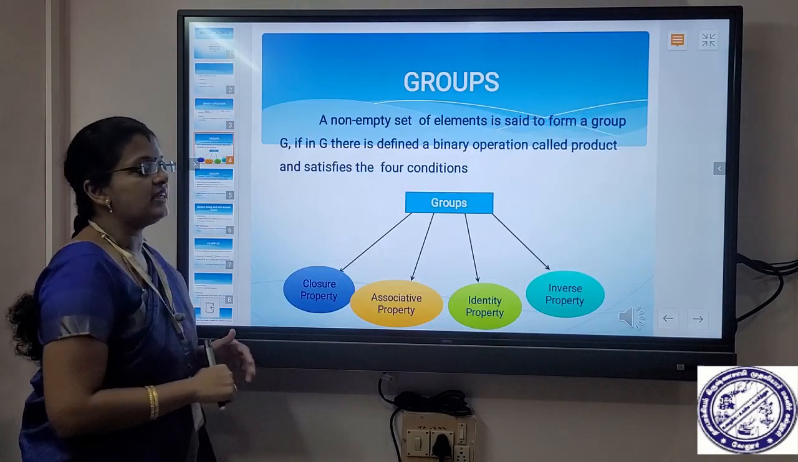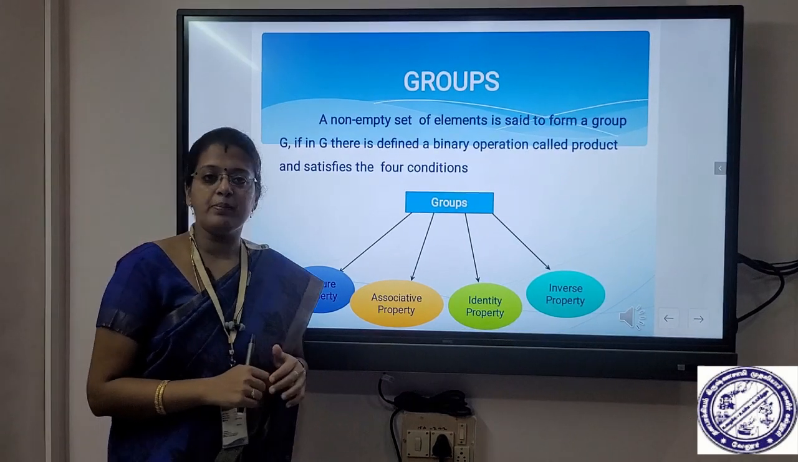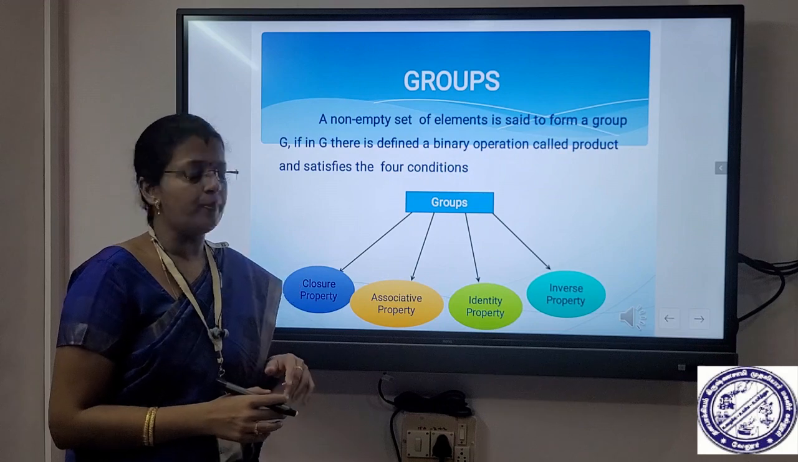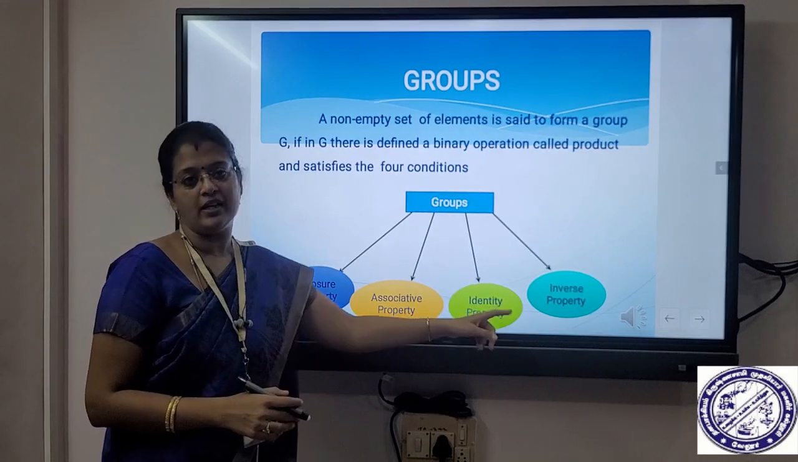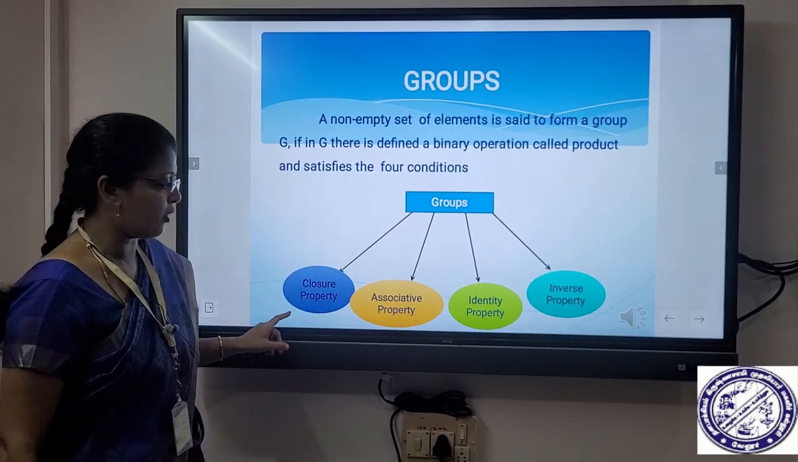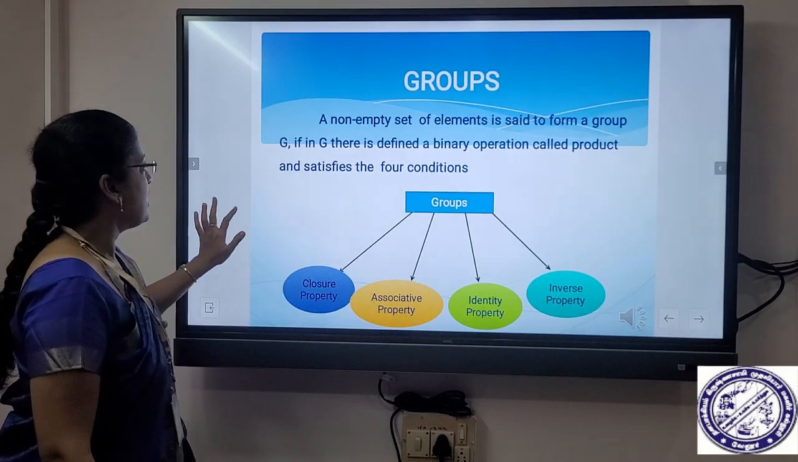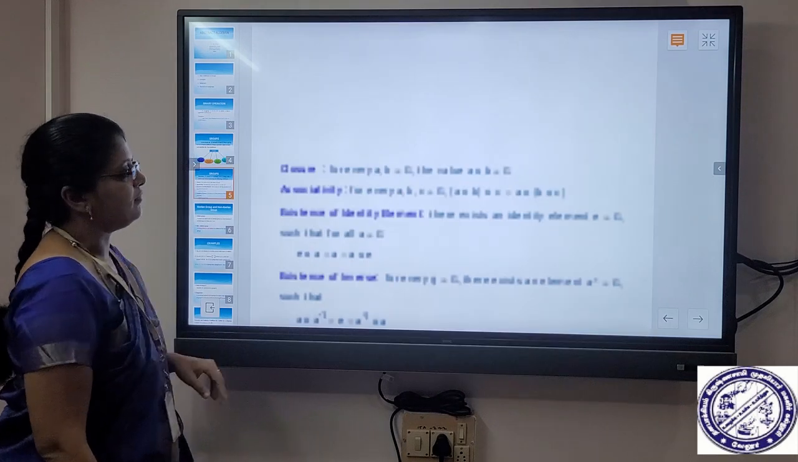Now we are going to see the definition of a group. A non-empty set G with respect to a binary operator is said to be a group if it satisfies four conditions. The first one is closure property, then associative, identity and inverse. Now we'll see in detail.